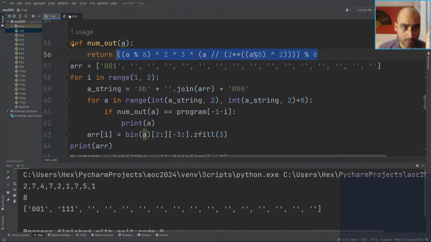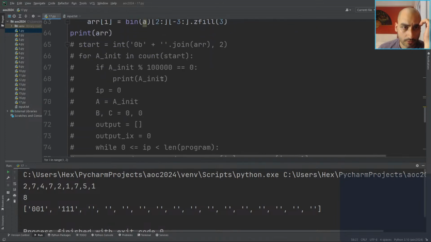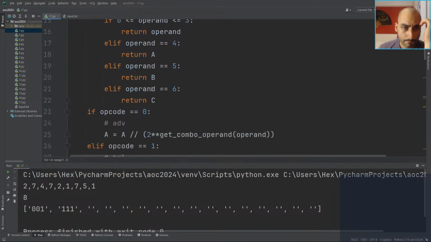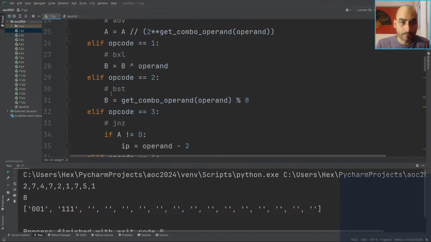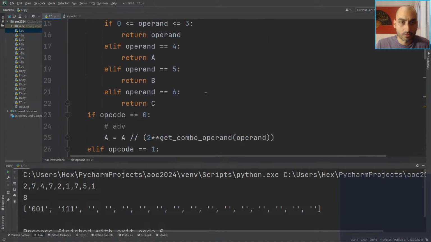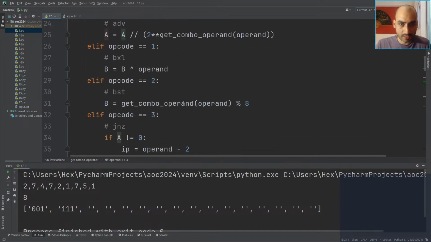Let's try working this out again. So 2, 4. Okay, so we start at 0, 0, and A. 2, 4. 0, 0, A. So 2, 4 is BST. So 4 is A. So B is A%8. Okay.